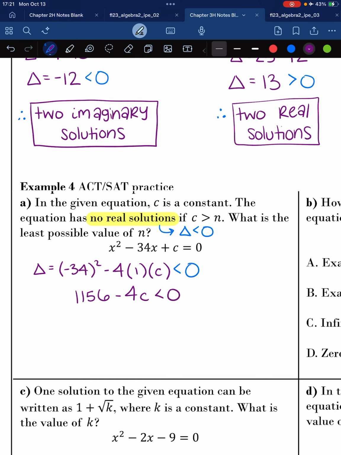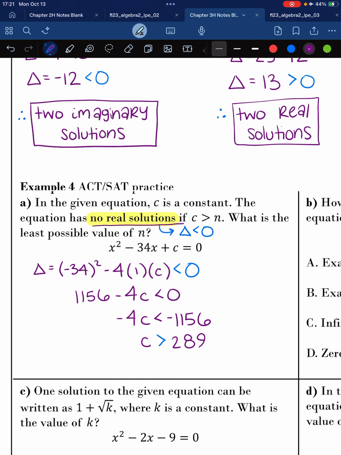We can use our calculator, because it's an ACT practice problem, right? We can use our calculator on ACT stuff. Okay, and this is important. When I divide both sides by -4, remember that dividing by a negative is going to change the direction of our inequality there. So we end up with C is greater than 289.